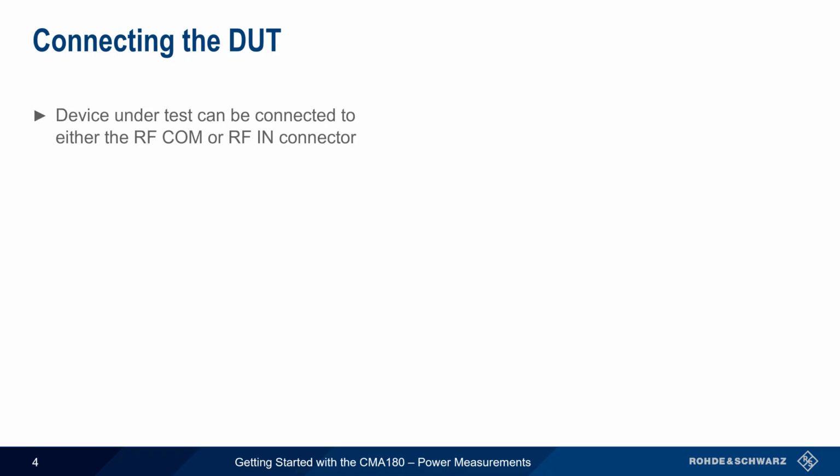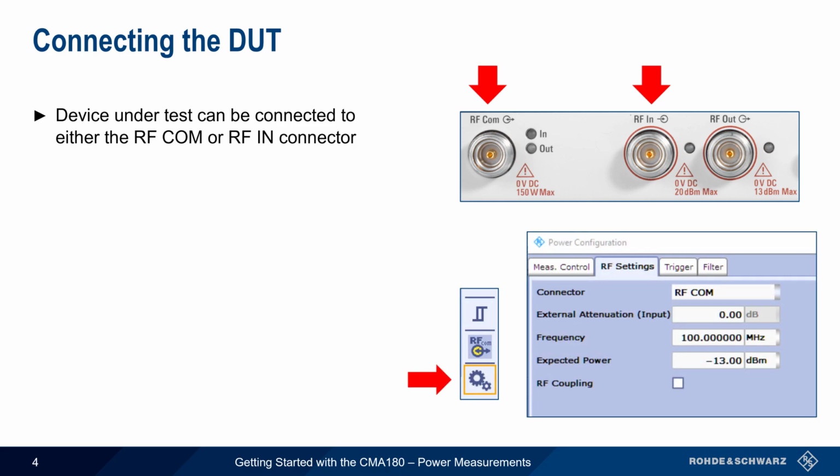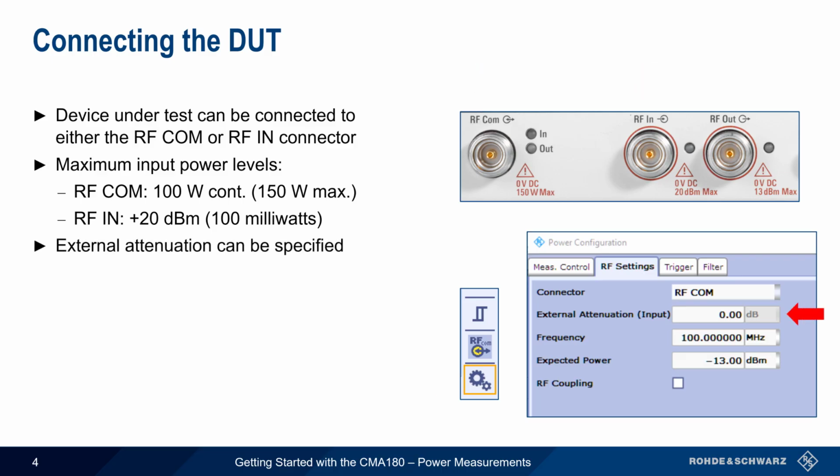The device under test can be connected to either the RF COM or the RF in connectors on the front of the CMA. This is selected in the RF Settings tab. Note that these two connectors have different maximum input power levels, 100 watts continuous and up to 150 watts maximum on RF COM, but only plus 20 dBm or 100 milliwatts on RF in. An external attenuation value, either from an attenuator or due to cable loss, can also be specified.